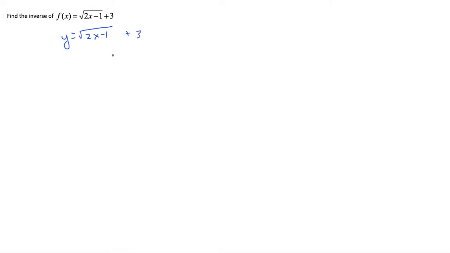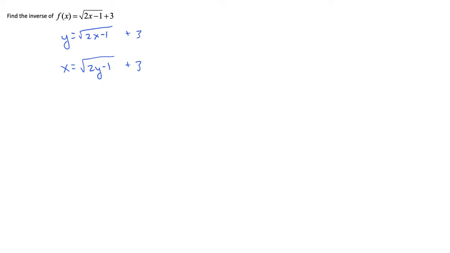The second step says, every y becomes an x, and every x becomes a y here. So we'll replace that y with an x, and then we'll replace that x with a y. And the key step is the third step, right? Now we want to solve for y. We want to get y by itself.